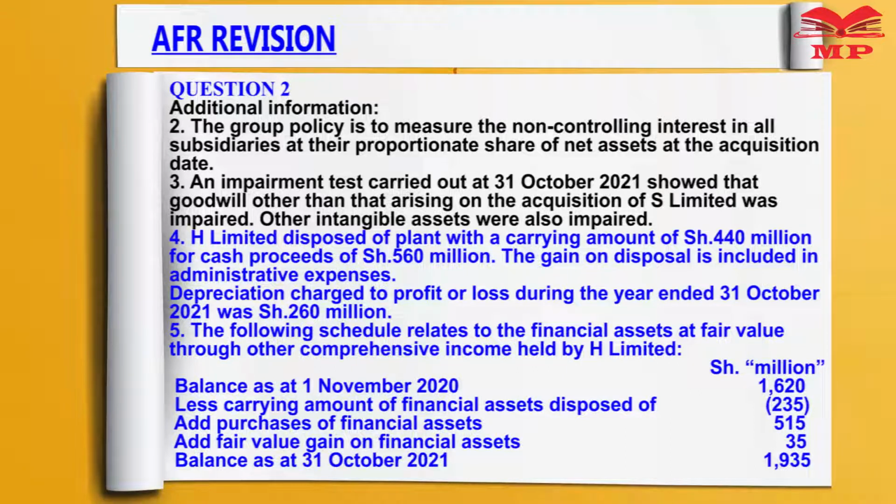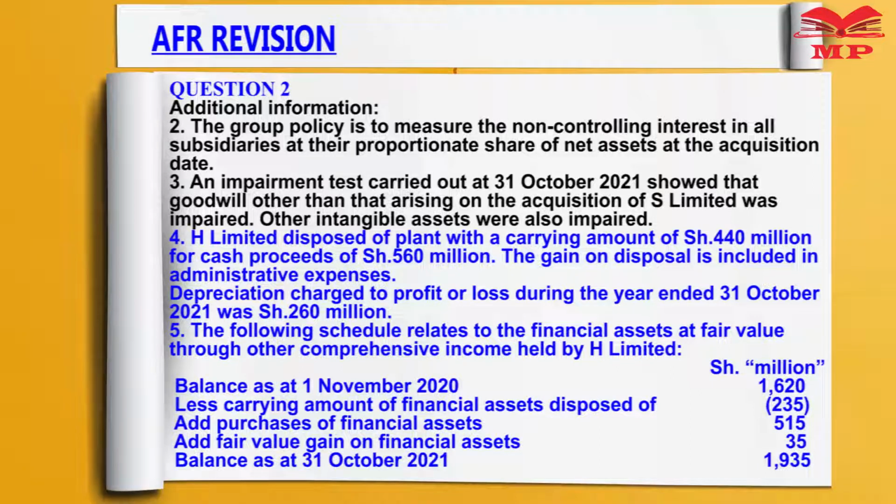We are given now the breakdown. We are told the financial asset at the start of the year was 1620, and then the carrying amount of financial assets disposed of. So there are some financial assets which were disposed of, and they had a value of 235. The company equally acquired other financial assets, and also we are told there was a fair value gain. This fair value gain of 35 is accounted for as part of other comprehensive income.